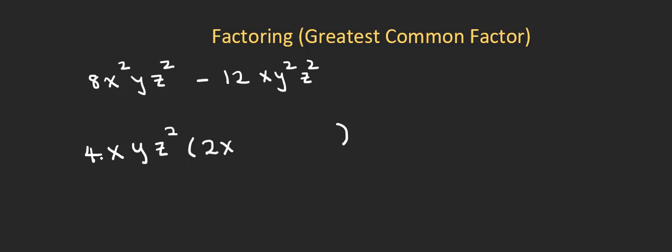What about negative 12 divided by 4? That's negative 3. X over x cancels out. Y squared over y is y. Z squared over z squared cancels out. So this should be our final answer, but let's check.